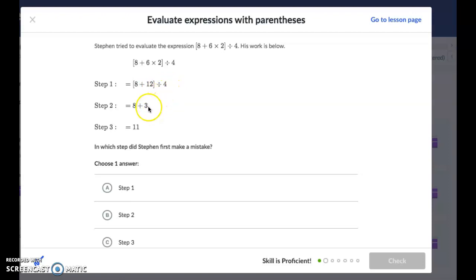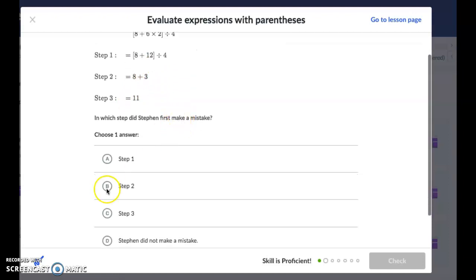We can't do 12 divided by 4 to get 3 because you cannot take numbers that are inside the parentheses and apply them to numbers outside of the parentheses. We need to do the whole expression inside. So this should have gone to 20 divided by 4. Okay, so he made a mistake there. So Stephen's mistake was right here in step 2.